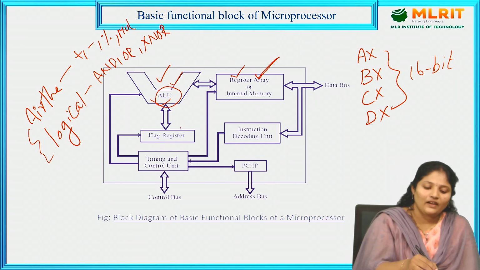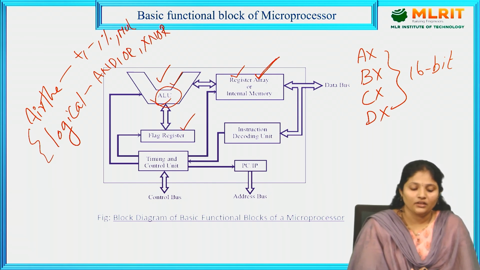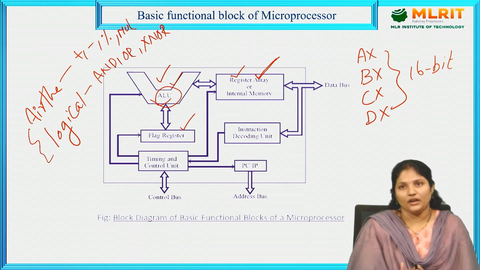So what are the flag registers? With these register arrays, there will always be the flag register. The flag register is also a 16-bit register, which is used to store the status of the operations we have performed, or the status of the microprocessor.